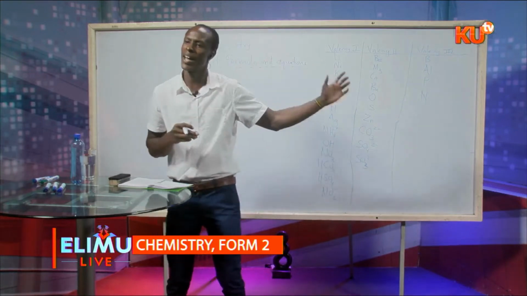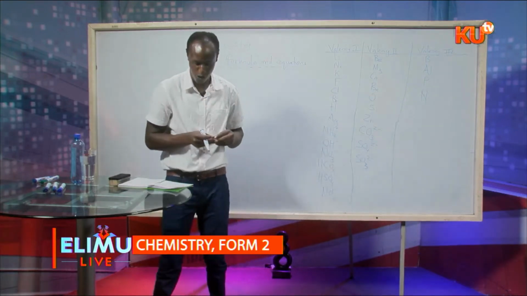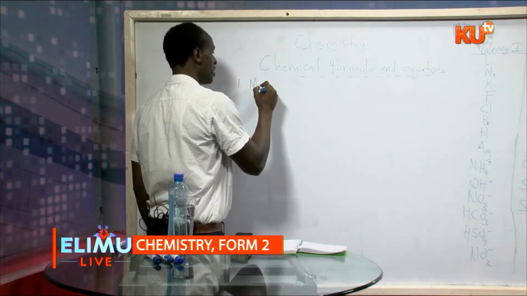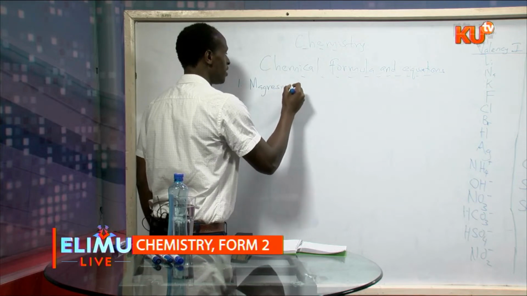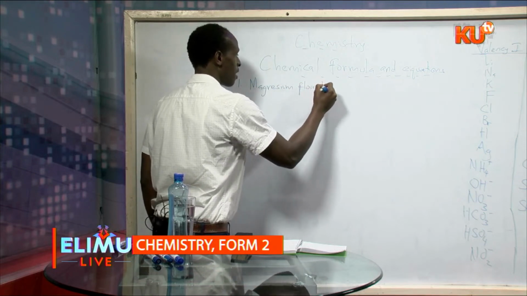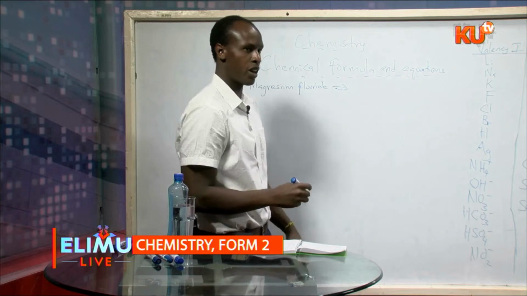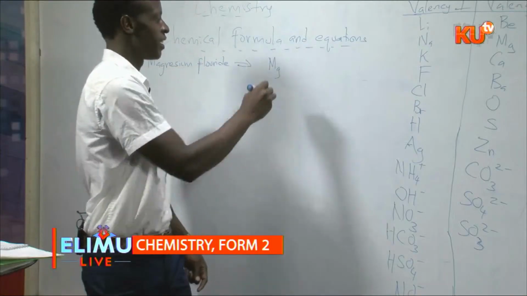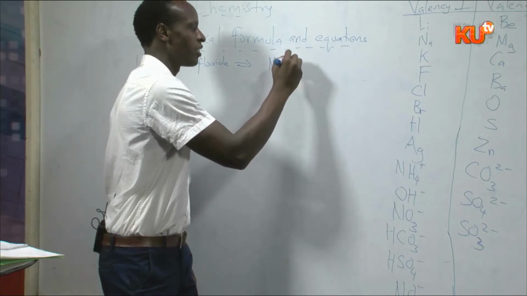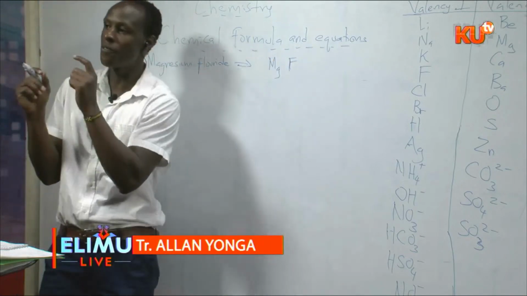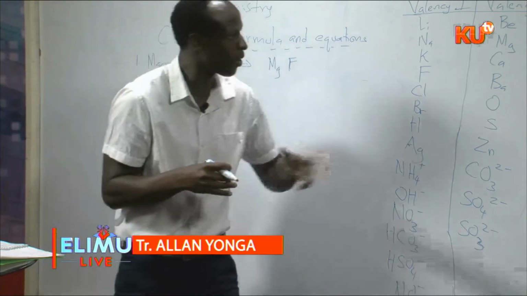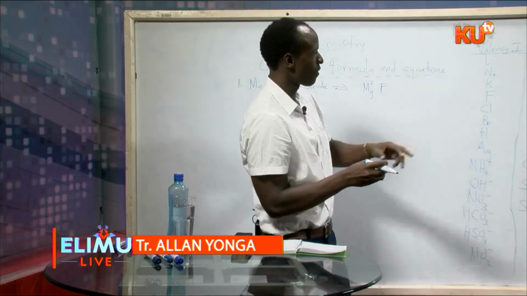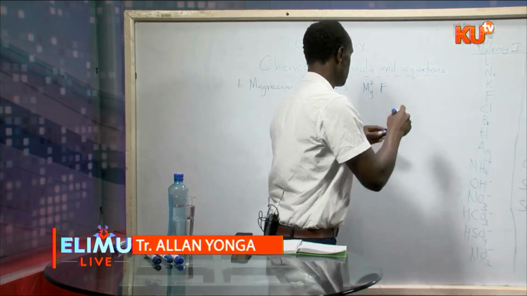Now let's see how we can apply the valencies to write the chemical formula. We'll be writing out the chemical formula of each compound. Let's start with magnesium fluoride. If you want magnesium fluoride, you have to know the symbol of magnesium is Mg, then know the symbol of fluorine is F. Then you need the valencies. Magnesium falls under valency 2, so the valency is 2. Fluorine falls under valency 1, so the valency is 1.